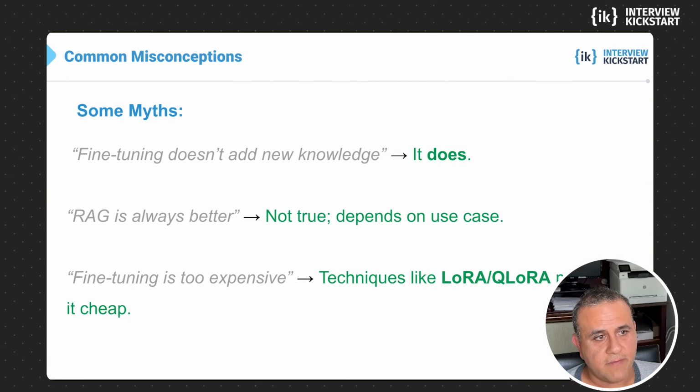People talk about fine-tuning doesn't add new knowledge. It actually does. Fine-tuning does add new knowledge, because what it really does is it goes through the different parameters, and then it looks at the neural network and only modifies certain parameters within it, and it does add new knowledge as part of doing that. You also hear RAG is always better. It's not necessarily true. It really depends on the use case.